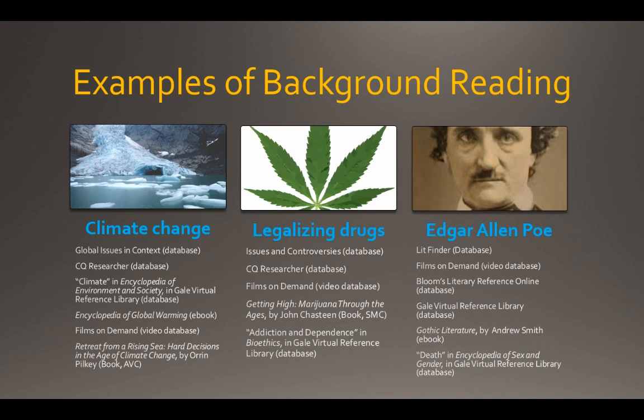Legalizing drugs, we have other databases and the same databases that will help you find what you need, such as the Issues and Controversies database, or CQ Researcher. Again, Films on Demand is a video database that has videos on these subjects. You can look at a print book, such as Getting High, Marijuana Through the Ages. And for Edgar Allan Poe, there are literature specialty databases such as LitFinder and Bloom's Literary Reference Online. All of these are library databases accessed through your Blackboard account. So look at ebooks, print books, articles on databases, videos, all kinds of sources to help you get a handle on your general topic and start to narrow it.